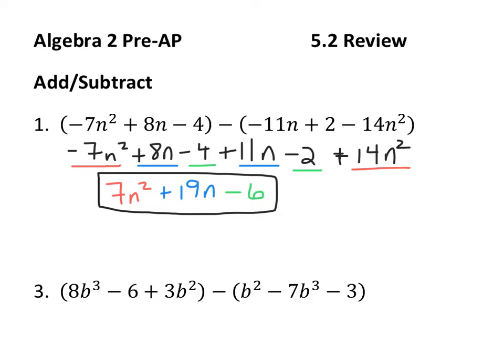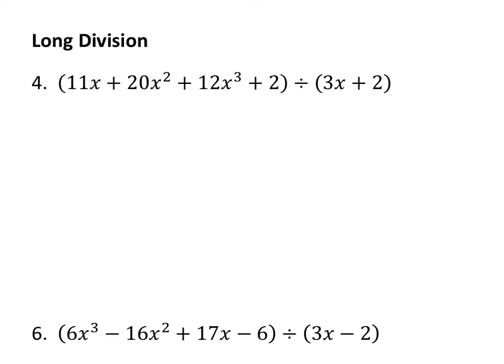The next thing I did was combine like terms, starting with the term that has the highest degree. So a negative 7n squared plus 14n squared gives me 7n squared. And then I combined the next term, which was 8n, with 11n, to get 19n. And then the negative 4 minus 2, which is a negative 6. And that's all there is.